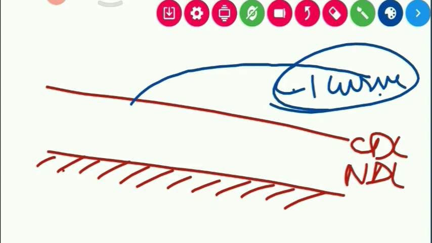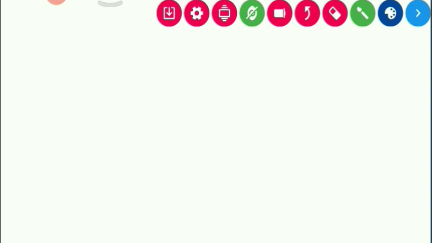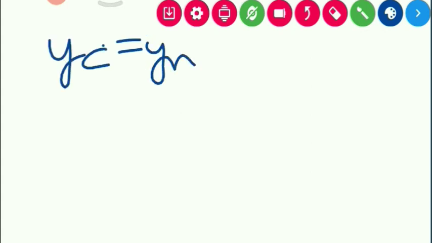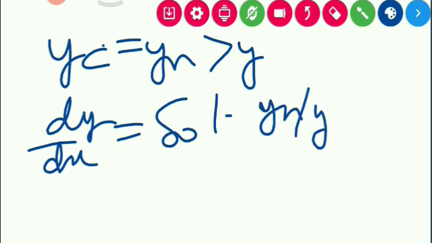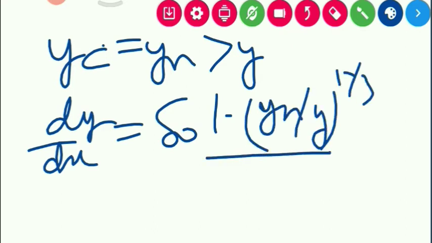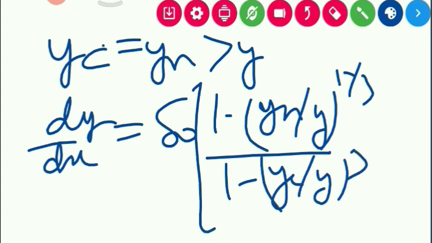In the C2 curve, let's see, here y_c equals y_n, which is greater than y, so dy/dx is S_0 times (1 minus (y_n/y)^(10/3)) upon (1 minus (y_c/y)^3).